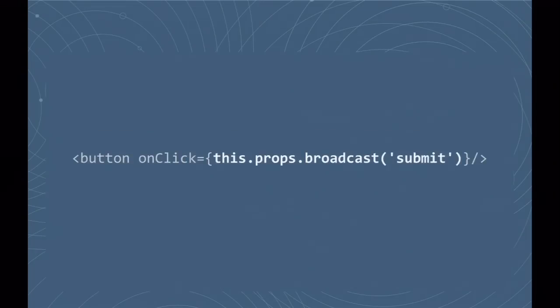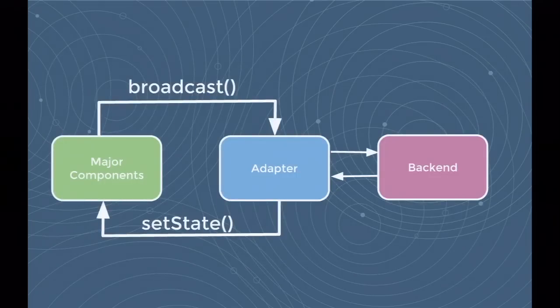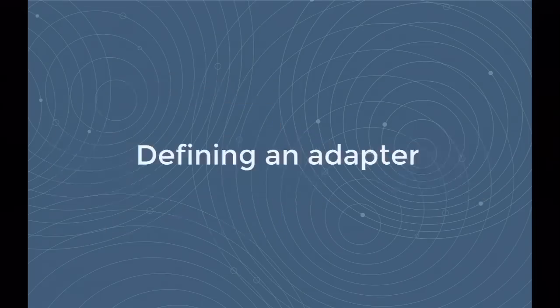Now instead of the run button having a callback passed down through 10 generations, the way the relay team showed off, passing down props that don't matter to the intermediary generations, now we just pass down this one prop. It's broadcast. Broadcast is cool. The run button triggers this event. That's great. The adapter listens to it. It talks to the backend, runs back, and then all the major components get their state set. That's fine. That works for us. Defining an adapter.